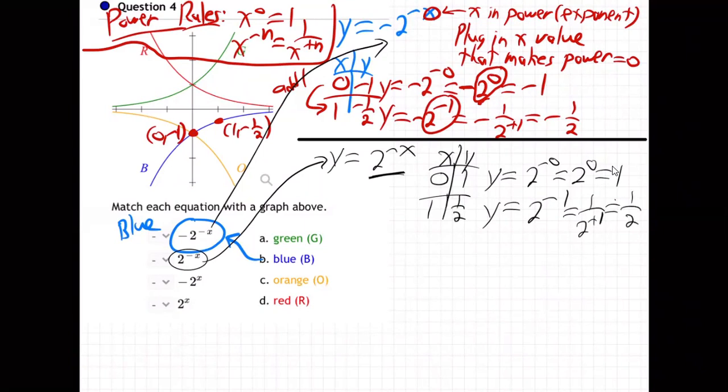So which graph is over 0 up 1? That's right there. And then over 1 up a half. Right there. Over 1 up a half. It's the red graph. The red graph has the points over 0 up 1 and over 1 up a half.